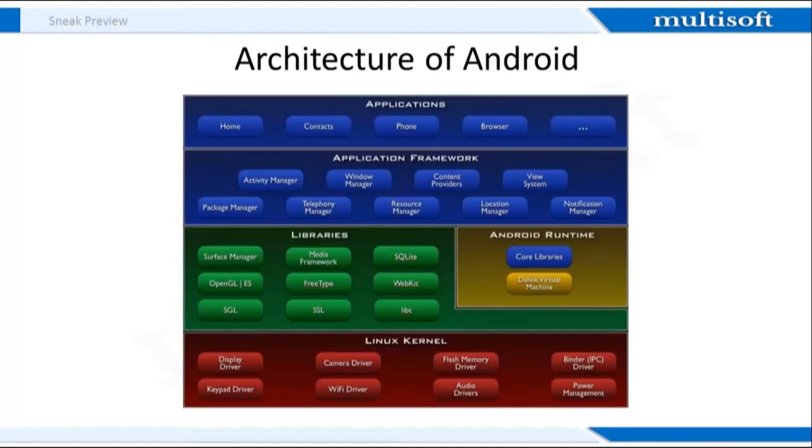The first one is the application layer through which the user can interact. The second layer is the application framework that contains all application type managers. When the user is interacting, the manager gives support to your application. The third layer consists of libraries and Android runtime. The manager takes support from the library for smoothly running your applications.